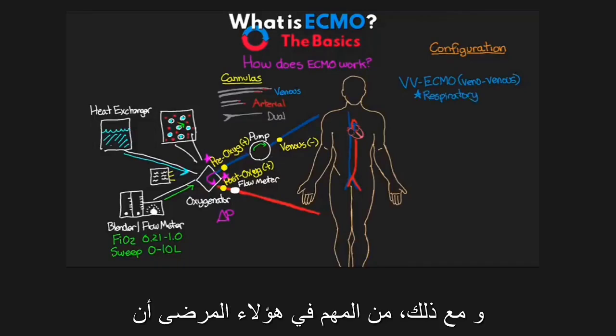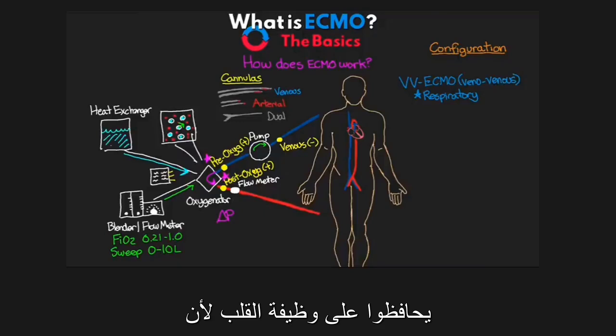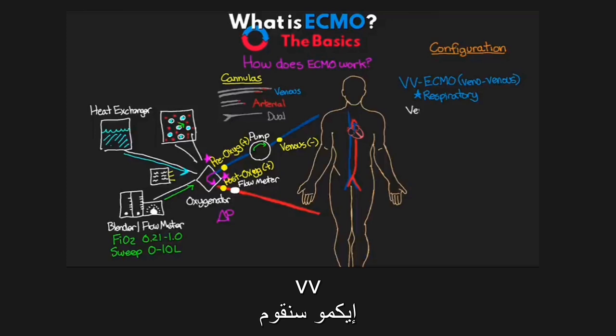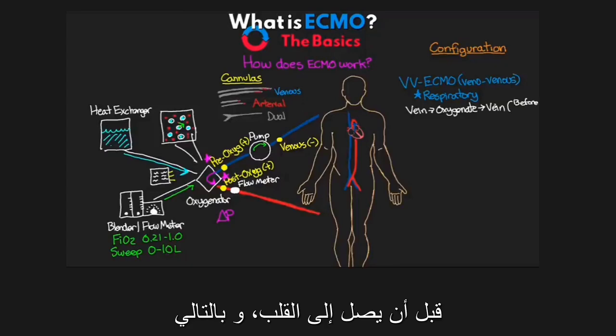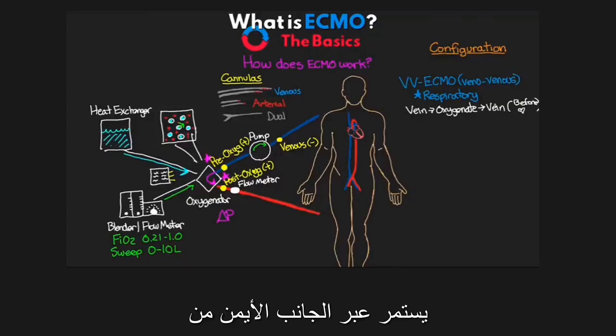It is important, though, in these patients that they do have preserved cardiac function, because that's what's going to be propelling this blood around the body. Now, in VV ECMO, we're going to be draining blood from a vein and then returning oxygenated blood back to another vein before it gets to the heart. And so this then is going to lead the blood to continue on through the right side of the heart and ultimately the pulmonary circulation, and then it's going to work its way back into the left side of the heart, where it's going to be moved throughout the rest of the body.